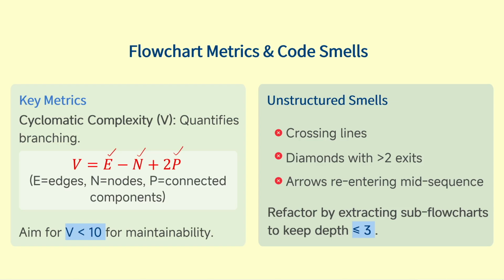and basically there should not be any crossing lines, and the diamonds should not have a number of exits less than 2 or greater than 2, and there should be no arrows re-entering the mid sequence. So these are considered wrong with respect to our cyclomatic complexity, and basically when you have these flow charts and we extract these things, it is good to have depth less than or equal to 3. More than that is going to have a little negative impact with respect to the implementation.